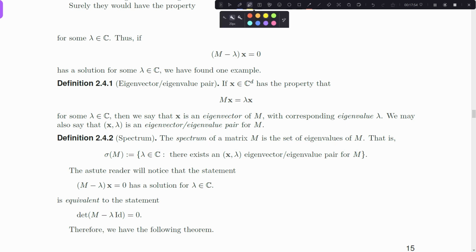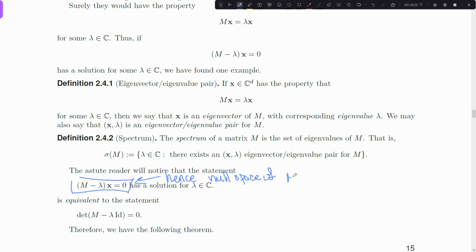Let's talk about finding these. A lot of you have probably noticed that that is a much easier equation to solve than that. All I've done is subtract lambda x from both sides. And we know that the bottom equation here is equivalent. Since it's equal to 0, that means that the null space is non-empty, right? If that has a solution, hence the null space of M minus lambda is non-empty.